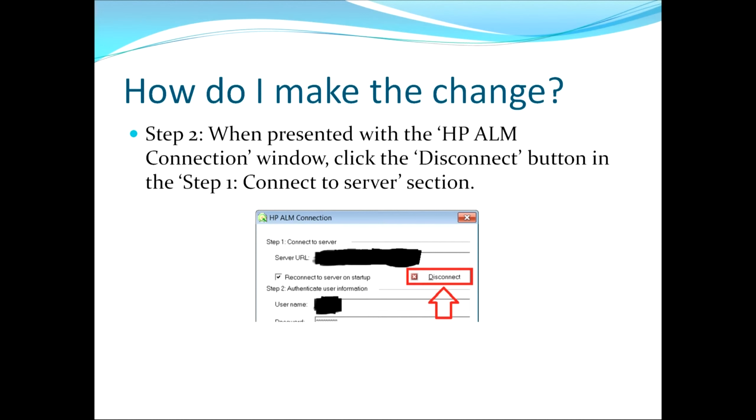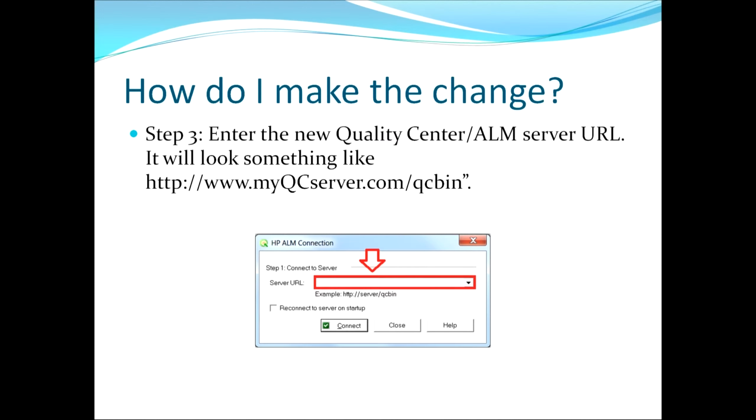Once you've done that, you'll be presented with the HP ALM connection window. Locate the Step 1 Connect to Server section near the top of the window and click the Disconnect button that is in that section. Once you've done that, you'll notice that the window will refresh and you will now only see the Step 1 Connect to Server section. You should now enter the new Quality Center server URL into the server URL input.